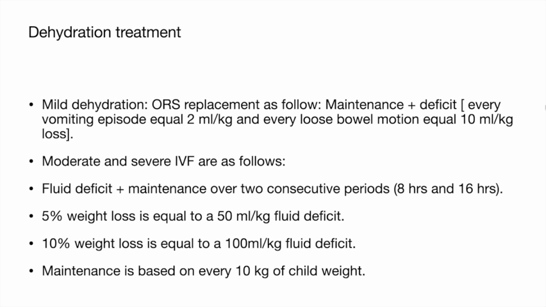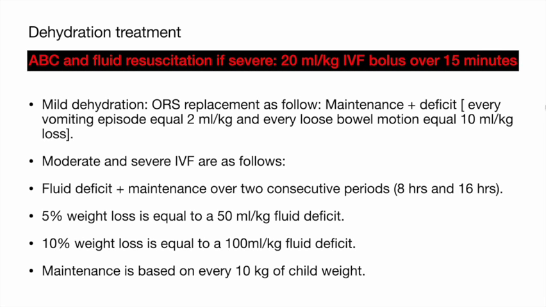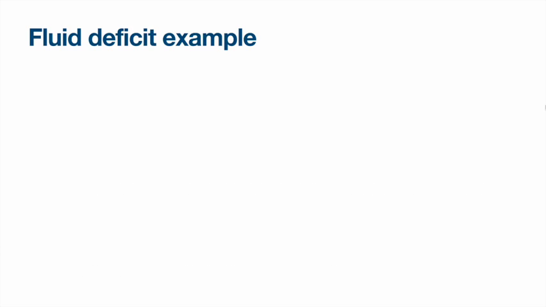Maintenance is actually based on every 10 kilogram of child weight, and we will talk about it in a few seconds. Now you may be thinking, what about severe dehydration? Well, if the child lost 15% of their weight in fluids, that's considered a red flag, and the patient will need fluid resuscitation, ABC, and he or she needs a 20 ml per kg IV fluid bolus over 15 minutes right away, and we can repeat that for another bolus till the child becomes resuscitated.